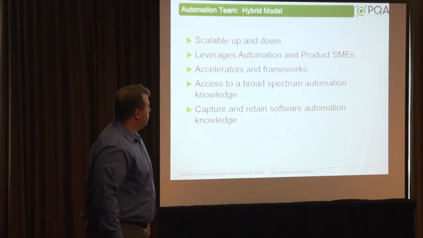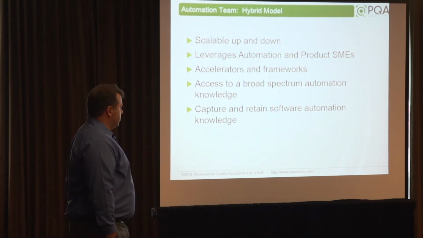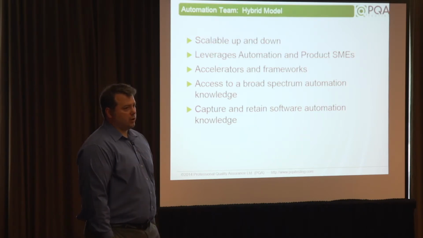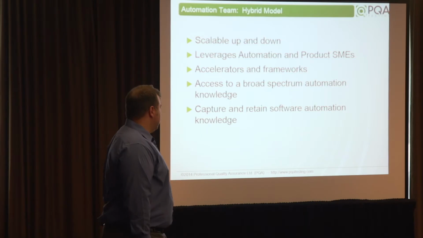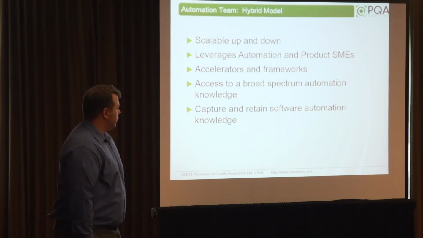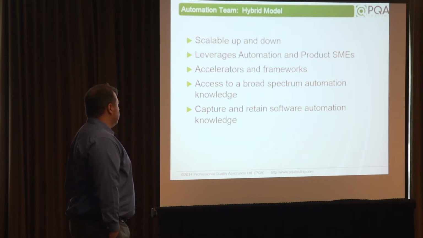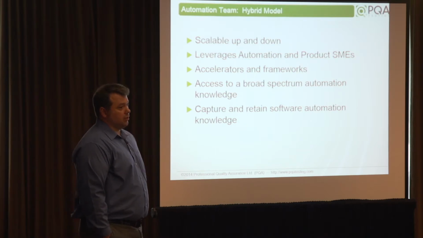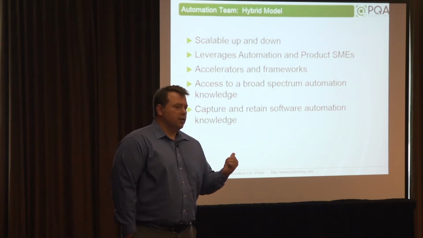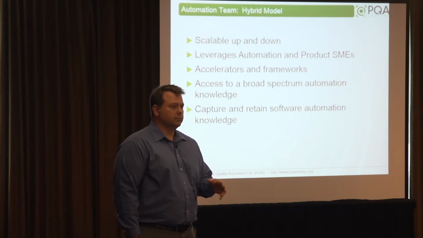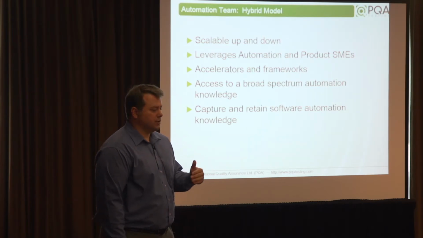The hybrid model, it allows you to be scalable up and down. It leverages both automation and product subject matter experts. It gives you access, potentially, to accelerators and framework from a vendor. You still have access to a broad spectrum of automation knowledge. And one of the key points here is that you're retaining automation knowledge. There's someone within your organization that understands how it all works, how it's all put together, and can maintain it if you decide to change vendors or you need to scale down.